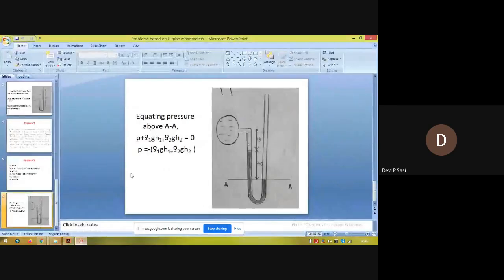That is about the problems regarding U-tube manometers. You learn the theory and then do the problem. You should check whether you are obtaining the same answer.